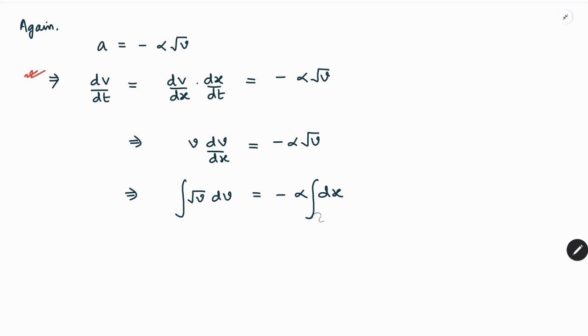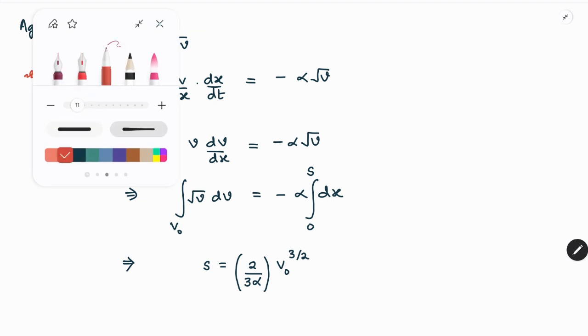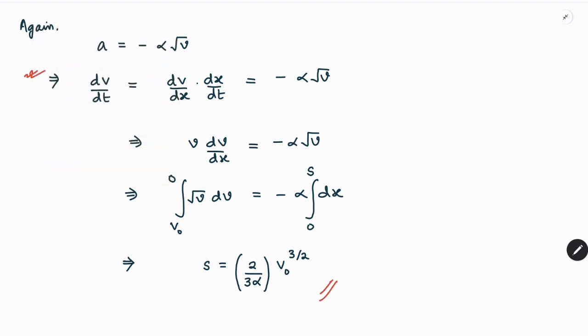So over here the next step which we have is very simple. At t equal to 0, when the motion starts, the velocity is v naught, and at the instant of time when the velocity becomes 0, it has already covered a distance s. So on solving we obtain s equals 2 by 3 alpha v naught to the power 3 by 2. So 2 by 3 alpha v naught to the power 3 by 2 becomes the final answer for this particular problem, or the distance which the particle covers before coming to a halt. And this was problem number 1.23.